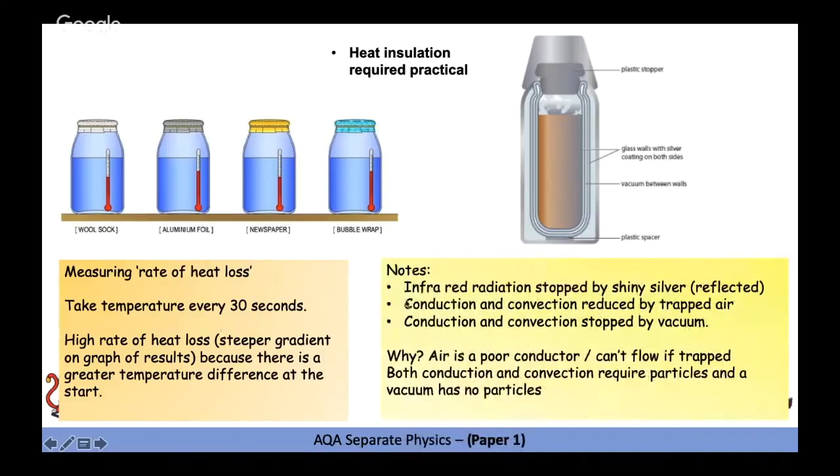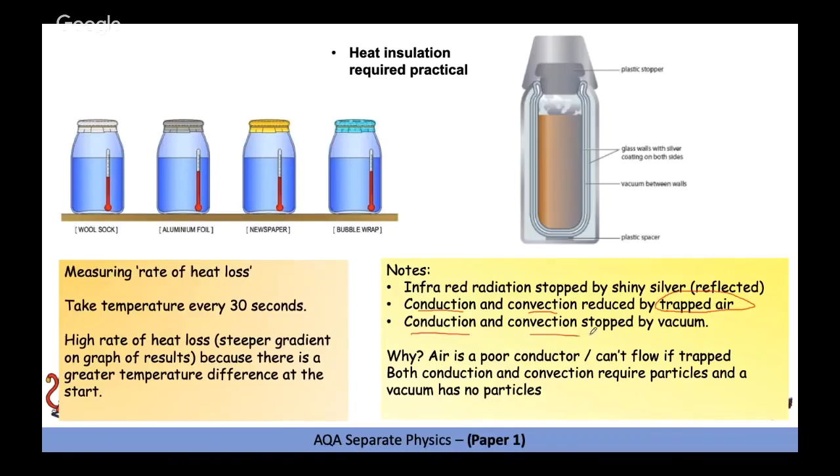You don't need to describe this in terms of particles, but just to know that infrared radiation is stopped by shiny silver. Conduction and convection, well, these are both forms of heat transfer, which are reduced by trapped air. So these both need particles to work. Particles aren't very close together in air.